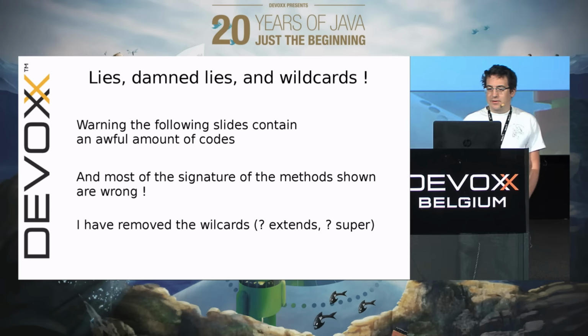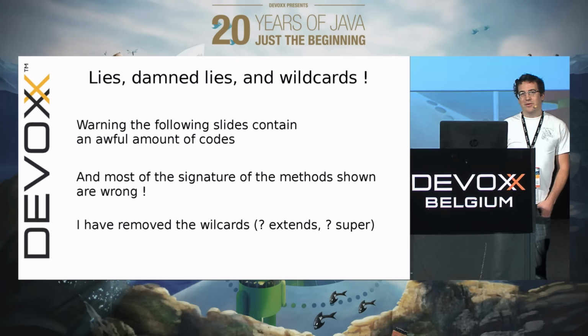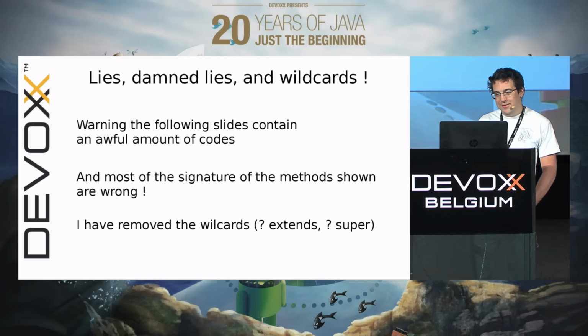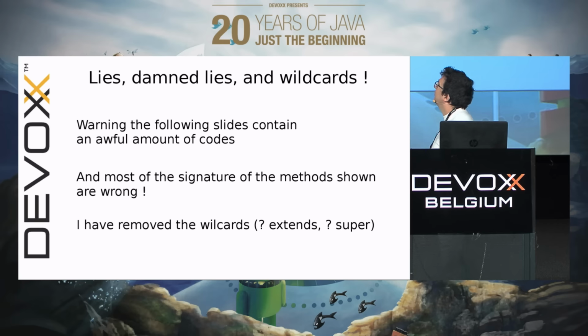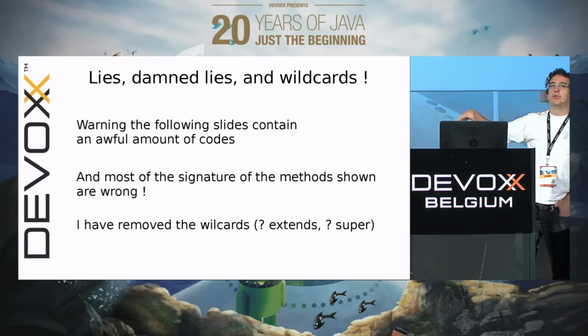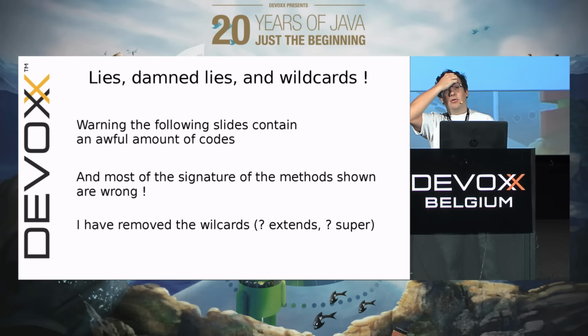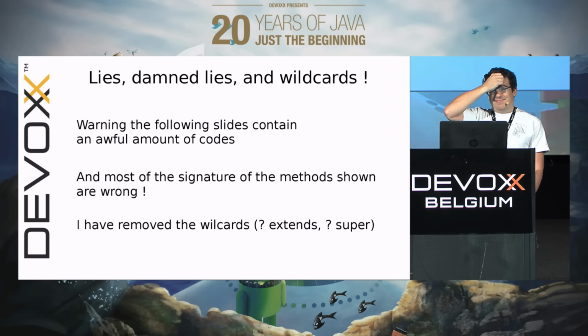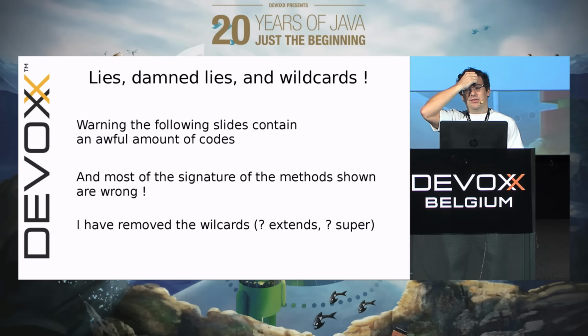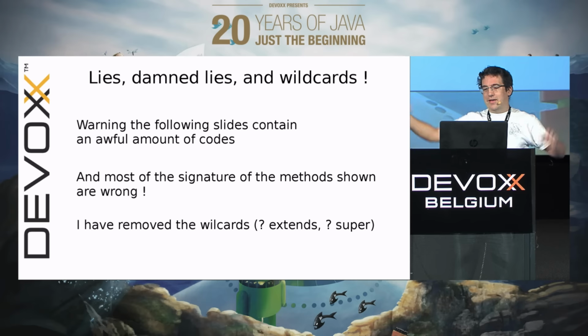So this is the slide that says that I will tell only lies, damn lies. And something very specific to this talk, I will not show you any wildcards. Basically, all the signatures that you will see on the slide are false. You have to add the wildcards. I can't write wildcards because it doesn't fit on the slide.